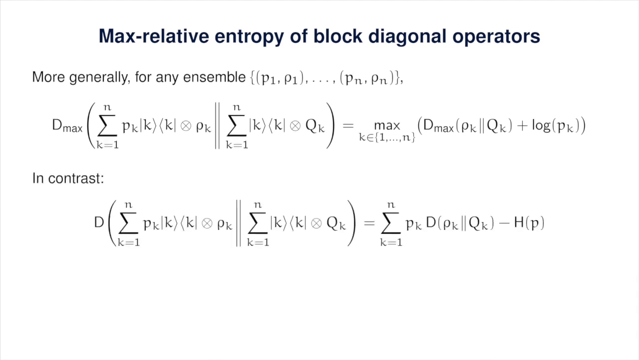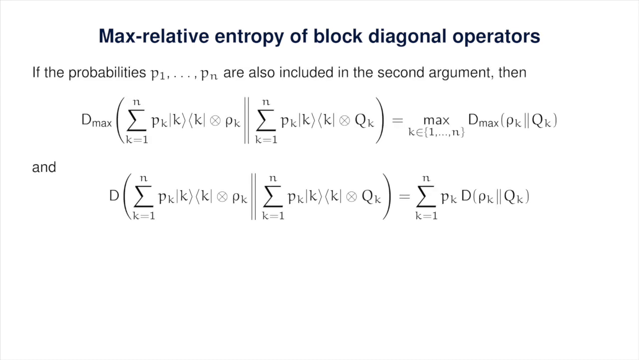In contrast, here is the formula for the ordinary relative entropy for block diagonal operators of the same form. Note, by the way, that if the second argument also includes the coefficients p1 through pn within the blocks, then we obtain these somewhat simpler looking formulas, which happen to nicely reflect the essential character of these functions. Informally speaking, the max relative entropy, true to its name, is based on the max function, whereas the ordinary relative entropy is based on averages. And that's about all we'll say about the max relative entropy for the moment.